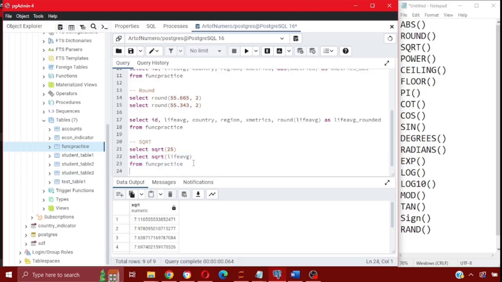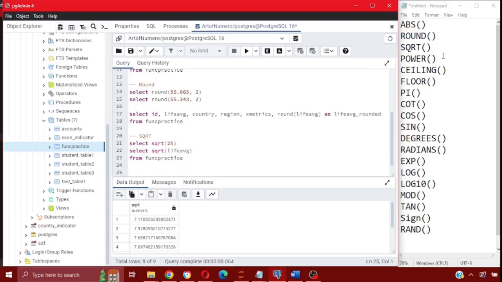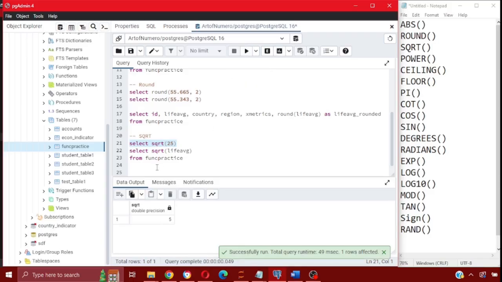That was the square root, and square root and power kind of go hand in hand, because one reflects the other, mirrors the other. So let's say if the square root of 25 is going to be 5, then 5 to the power of 2 is going to be 25. So let's talk about that.